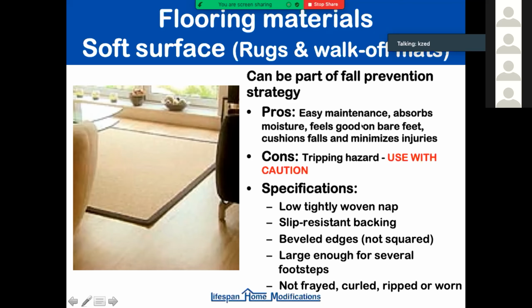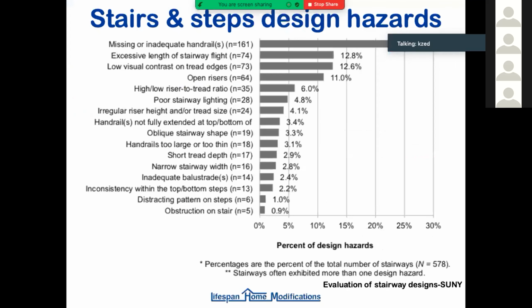So if you do use a walk-off mat or rugs, here's some specifications at the bottom. You want a tightly woven nap on it. You want to make sure it has a slip-resistant backing, that the edges are beveled and not just an abrupt squared off edge. And you need to have it large enough so that at least a couple of footsteps will make contact with it and help wipe that water off. And then, like with all flooring, keep it in good repair, make sure it's not frayed, curled, ripped, or torn.